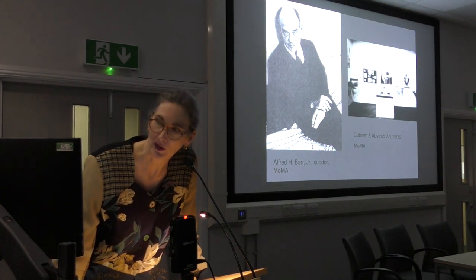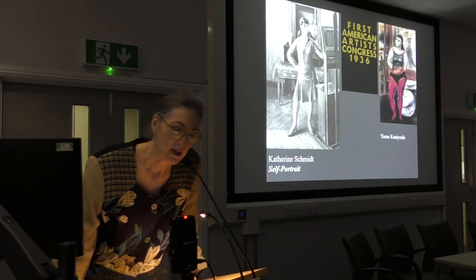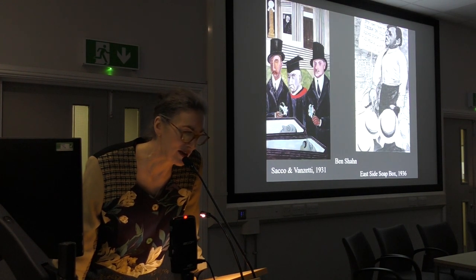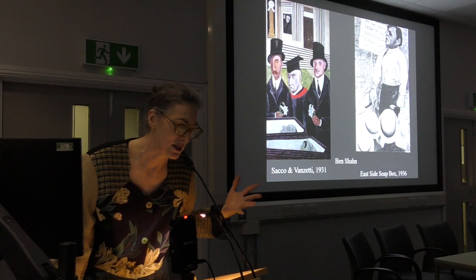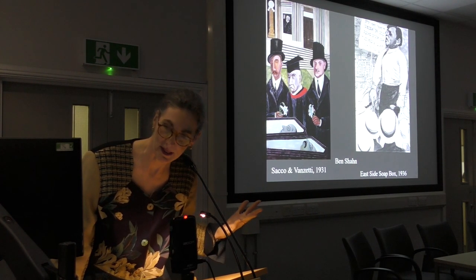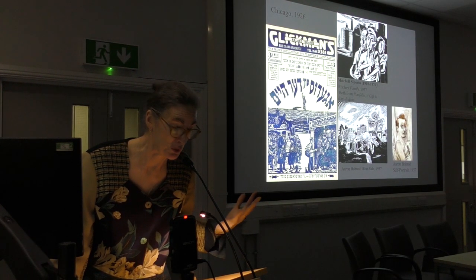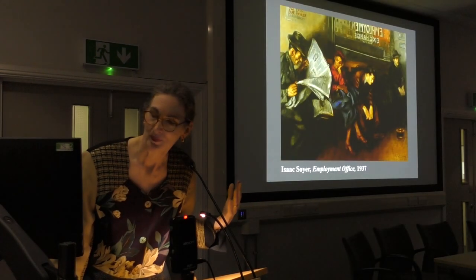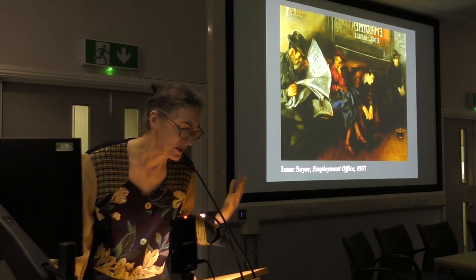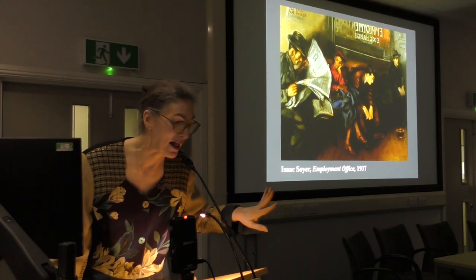Alfred Barr Jr., the curator at MoMA, did this show on Cubism and abstract art. The first artist congress, left wing, takes place. Sacco and Vanzetti are accused falsely, and Ben Shahn, a social realist, depicts them in art in '31. There's social realism among Jews, even in Chicago. And Isaac Soyer and Moses and Raphael Soyer, three brothers from Russia, are making social realism in New York. Lee will have none of it.